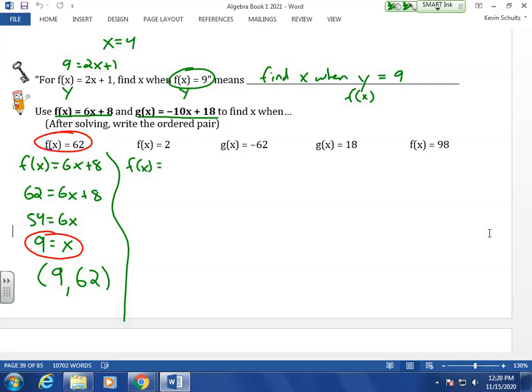The next one, find x when f of x equals 2. So we take our original f of x equation, we plug in 2. So this time 2 equals 6x plus 8. Subtract 8 from both sides. Negative 6 equals 6x. Divide by 6, and we get a value of negative 1 for x. So the ordered pair, x is negative 1, y is 2.